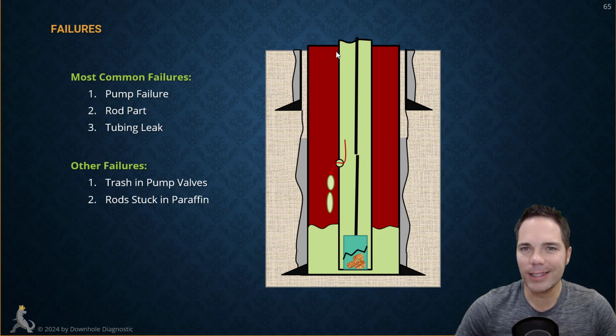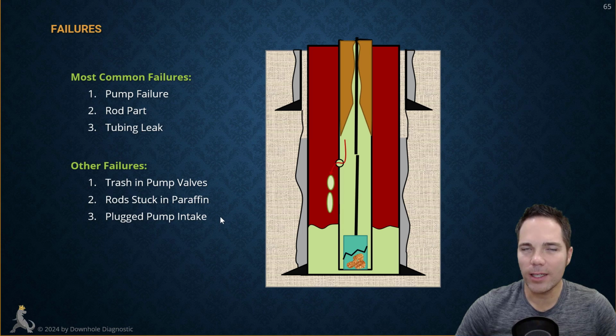You can have rods that get stuck in paraffin. So the upper part of your rods right here, if they get bound up in paraffin, that can end up leading to what's called a stripping job, which is quite messy. Your rods get stuck in paraffin and you're trying to basically pull rods and tubing out at the same time in a very messy job.